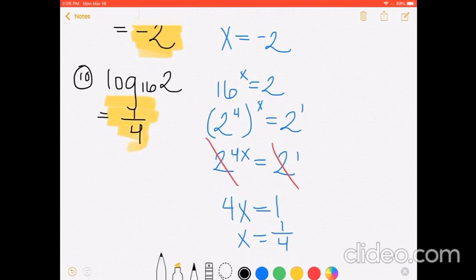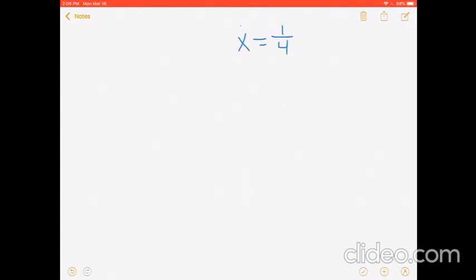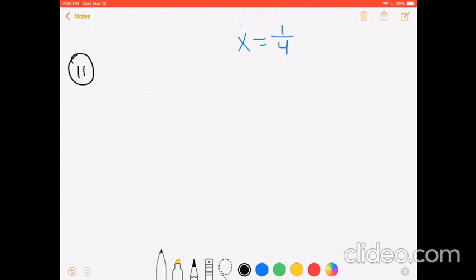All right, exponential form, equality property, and then solve for x. I think we're almost done here. We've got a few more examples.